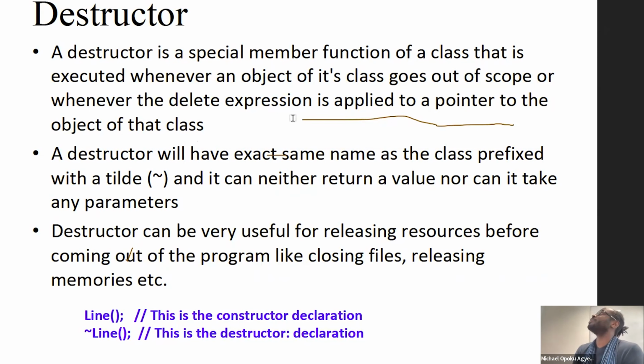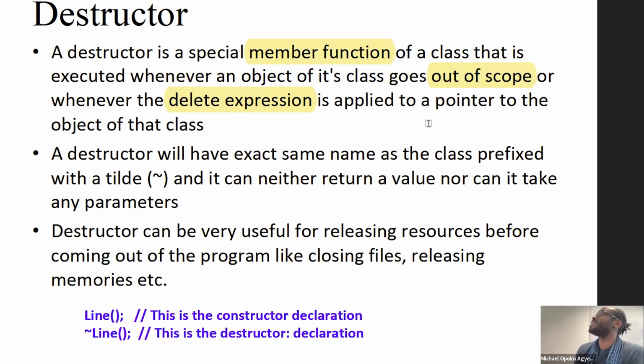So let's look into it. A destructor is a special member function of a class that is executed whenever the object of that class goes out of scope, so it gets destroyed and you're freeing up that memory space, or whenever the delete expression is applied to a pointer to an object of that class. So basically, either the object is exiting in terms of its execution, or you are deleting a pointer to the object.